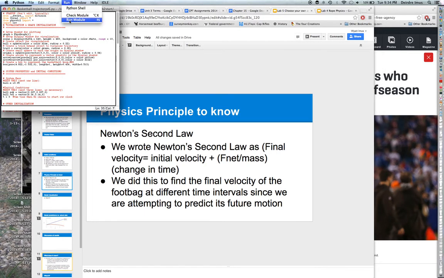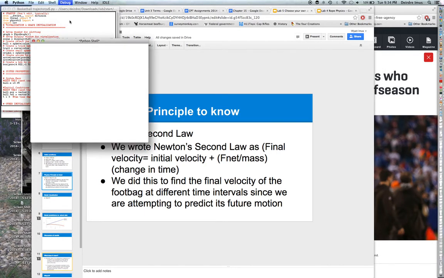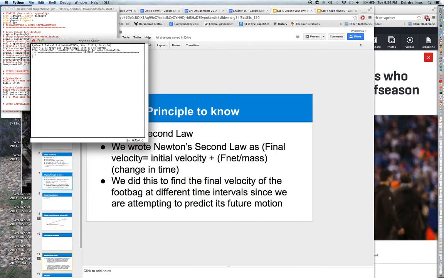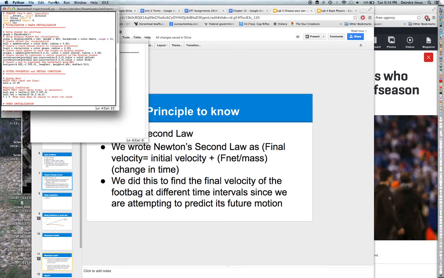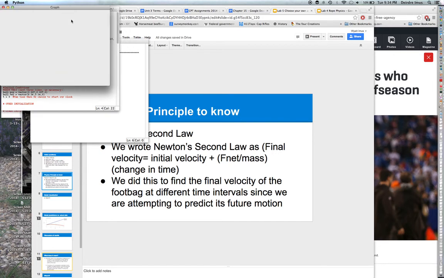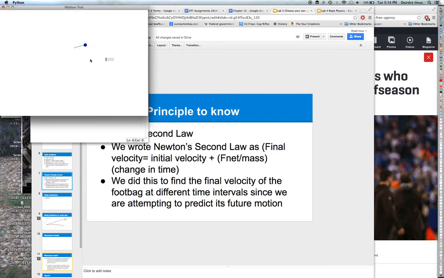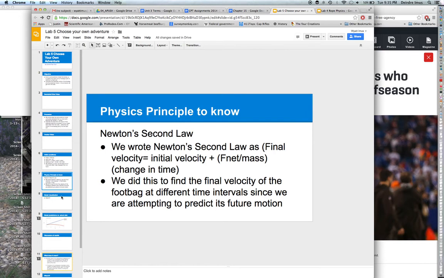From our code, our model looked like this. And as you can see, the footbag, in our model from the code, actually ends up going past the trash can. So that could be due to maybe us not estimating the velocity properly when we plugged it into Tracker.